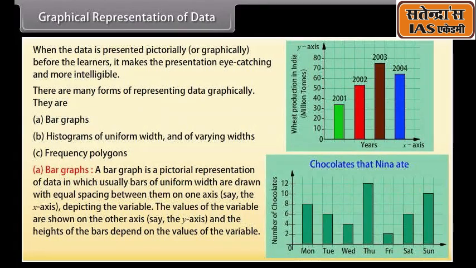Let us take one example to read the bar graphs. Observe this bar graph. This represents the number of chocolates that Nina ate last week. Now, can you tell which day did she eat the most number of chocolates? We can see that on Thursday she ate the most number of chocolates.